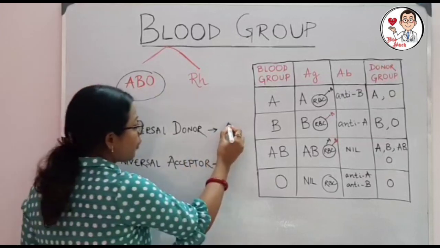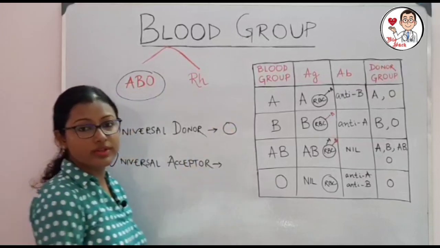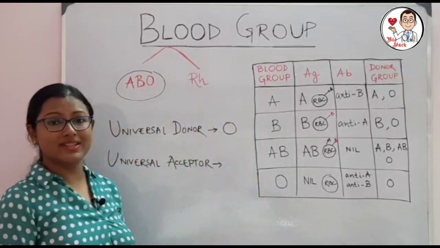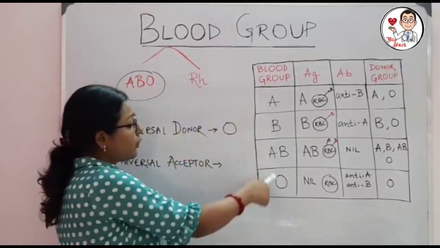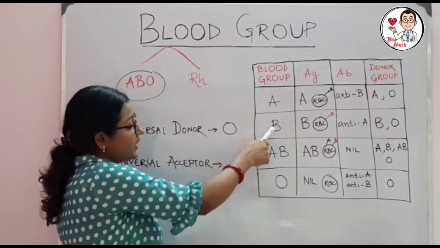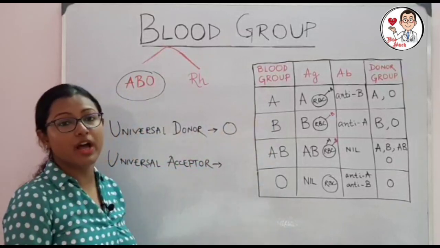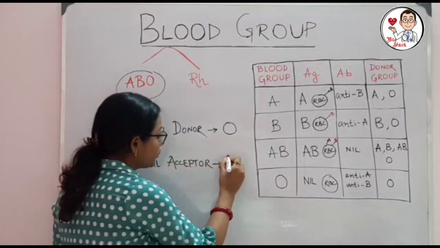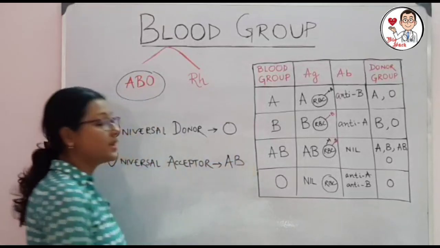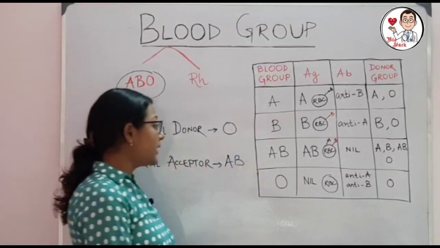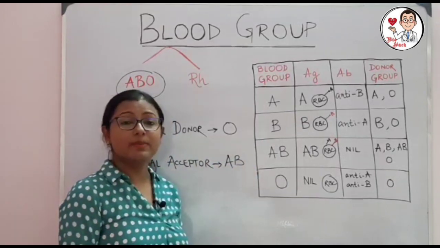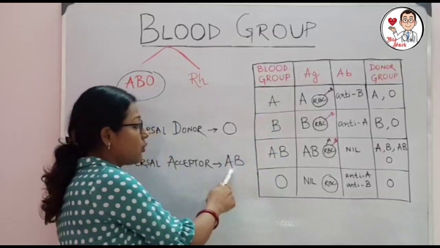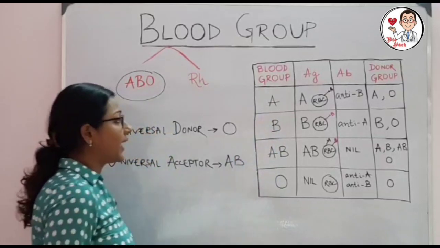Blood group O is called universal donor. Why? Because it can donate its blood to any of the four blood groups. A, B, AB and O can accept blood from blood group O. And AB blood group is called universal acceptor. Why? Because AB can accept any blood group, both A, B, AB and O. All four blood groups it can accept.